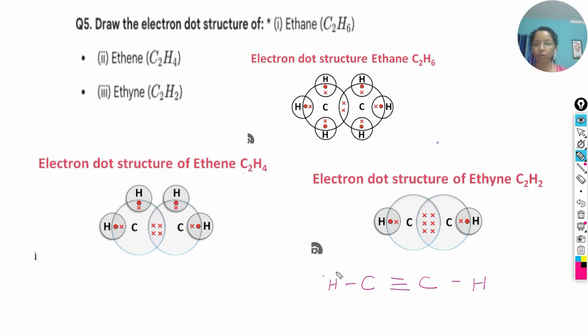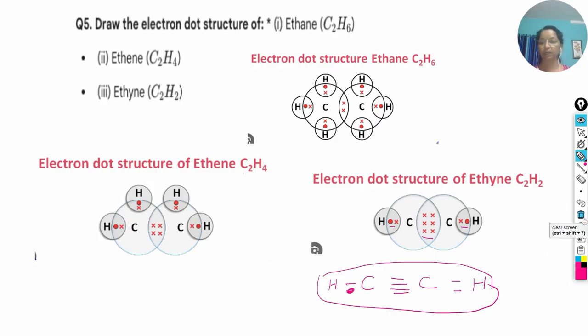Okay. Once you got this bond line structure, what you have to do is, for every bond like this, draw a pair of electrons. For three bonds, three pairs of electrons. Only one bond, one pair of electrons. That is the way you are making the electron dot structure. Then it is very easy, there won't be any mistake as well.